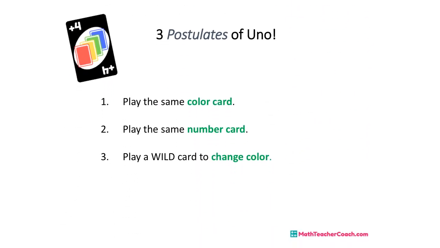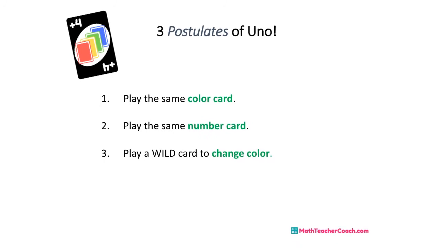There are only 3 postulates in Uno. Number 1, play the same color card. Number 2, play the same number card. And number 3, play a wild card to change the color. It's the only 3 whys that we can use in our game of Uno.